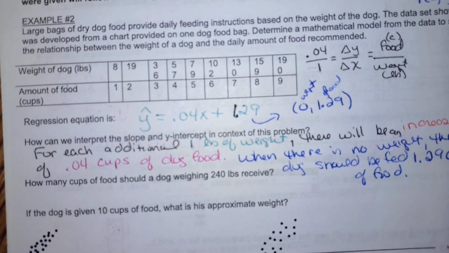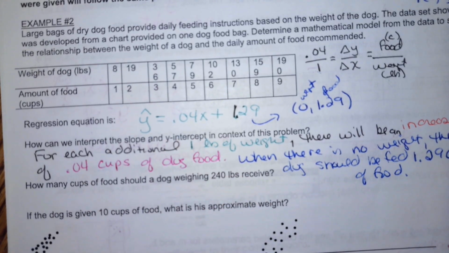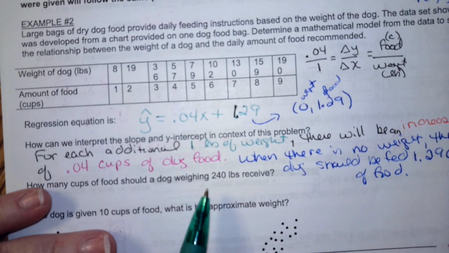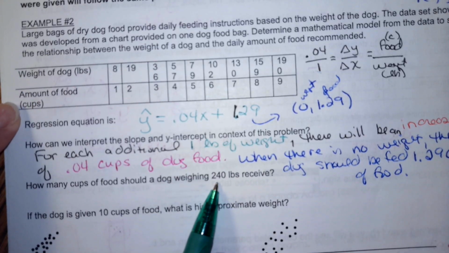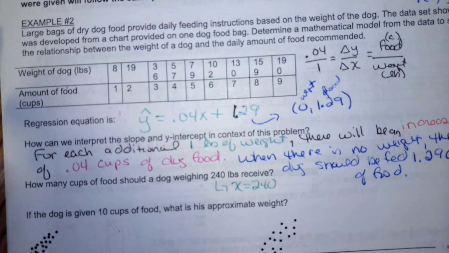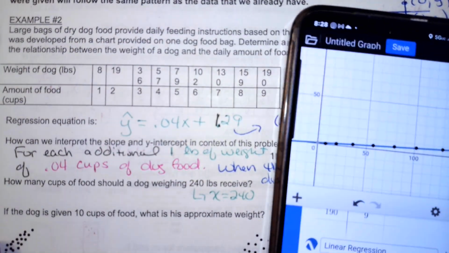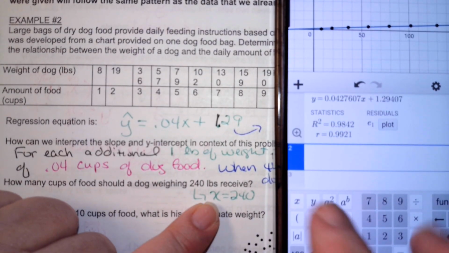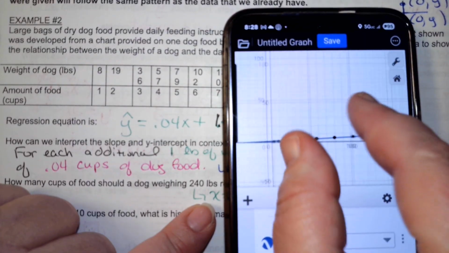How many cups of dog food should a dog weighing 240 pounds receive? Is the weight your X or is it your Y? It's your X. So they're saying when X equals 240. There are some breeds, especially livestock guardian dogs and Great Danes, that can be that large. So we're going to say x equals 240, and we're going to see where they intersect.